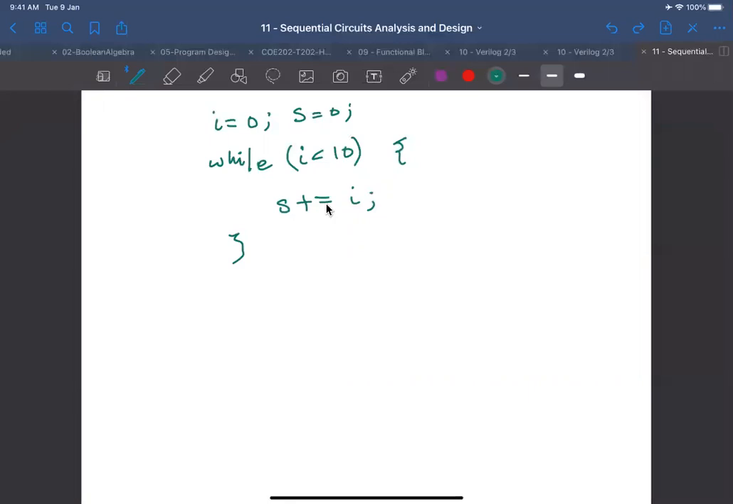But will this loop ever get out? No, it's an infinite loop. So I need to increment my i. Again, let's revise our output. The output is the sum of the numbers from 1 to what? 9. Excellent. It's not to 10.